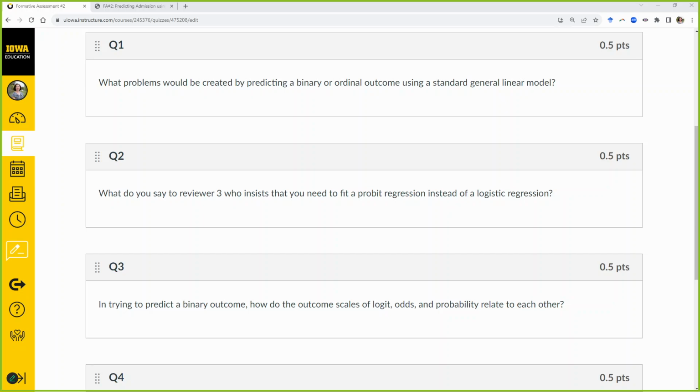Hit record. There we go. We're started. Happy Garbage Day. Happy Garbage Day. Welcome one, welcome all.